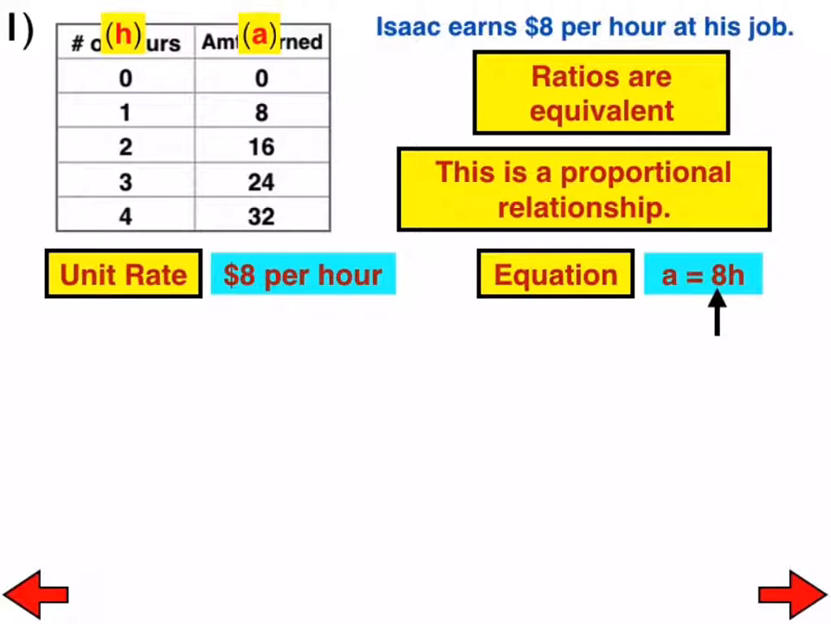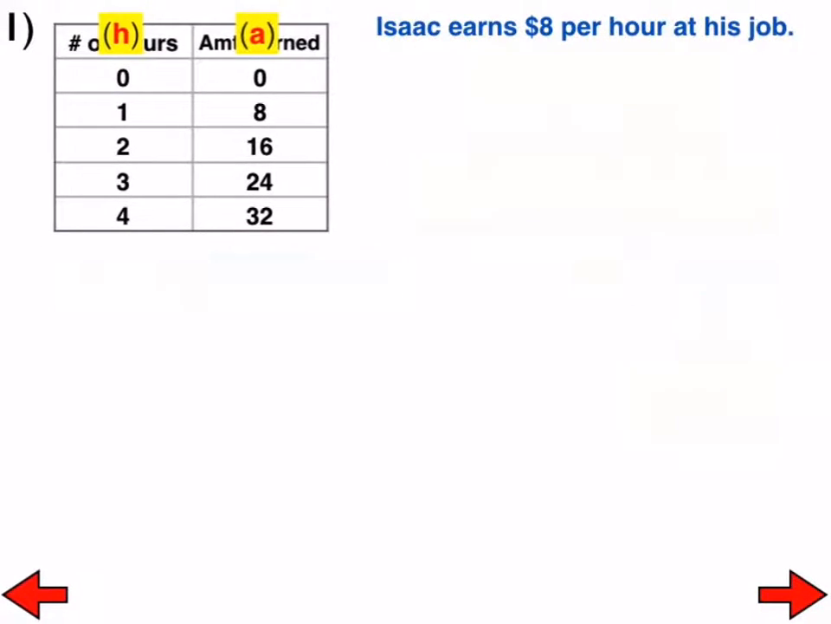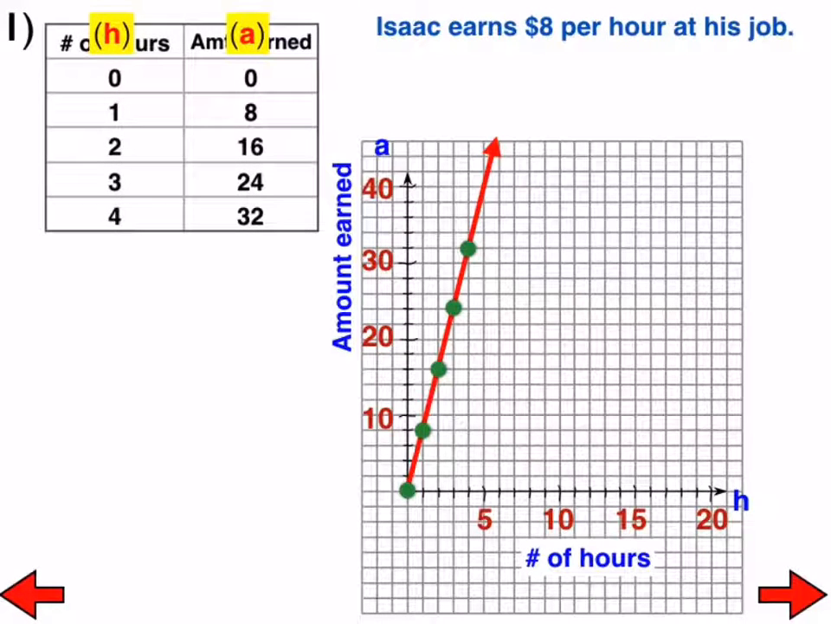So when we have an equation of a proportional relationship, in this case, that 8 right there, that is, of course, the numeric value of the unit rate. And that's going to be very important for these linear relationships that are not proportional. That is the numeric value of the unit rate. Okay? And then once again, our graph would look like this.